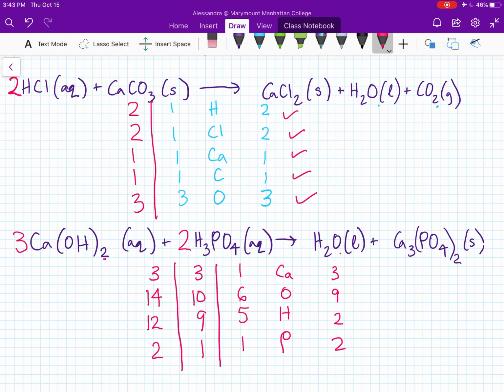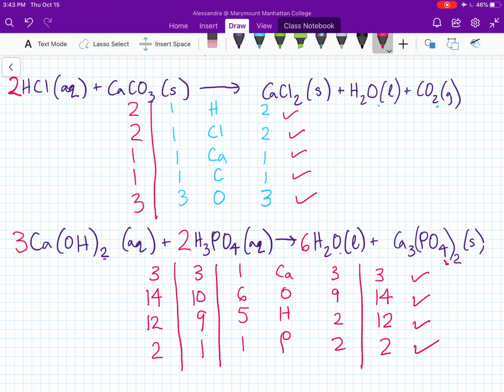Okay, so can I somehow do something with water to get the number of hydrogens and oxygens that I need? So I have 8 oxygens here, and 8 plus 6 is 14. So if I put a 6 here, will that solve my problem? A 6 there gives me still 3 calciums and 2 phosphoruses. And now I have 6 oxygens plus 8 is 14 oxygens. And 6 times 2 is 12 hydrogens. I am finally in balance.